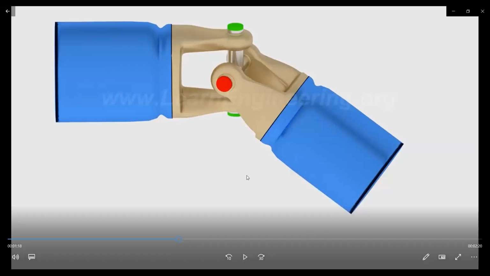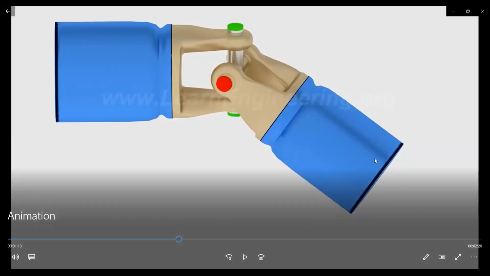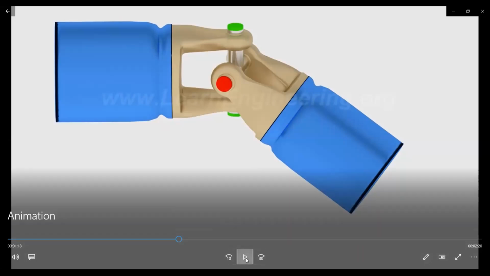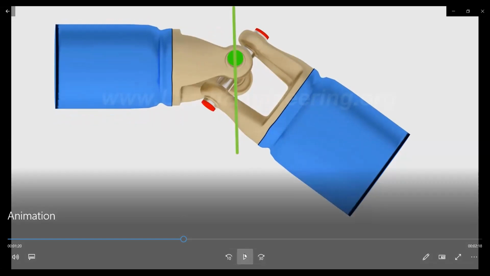Now it is the second scenario, where the axes of the shaft are inclined. So I will play it. The output shaft turns along a vertical plane. You see how the motion of the different arms is taking place. Say it is a horizontal arm and it is a vertical arm. So how are they being rotated?